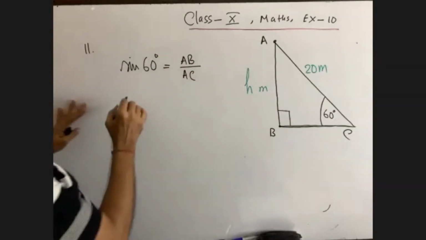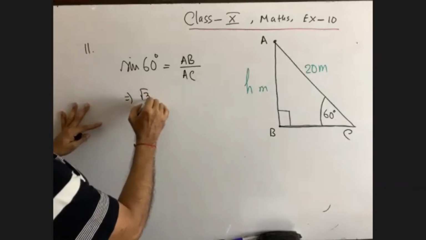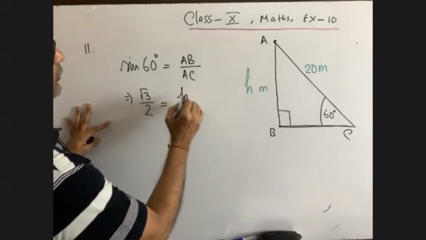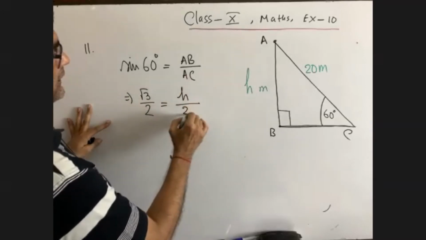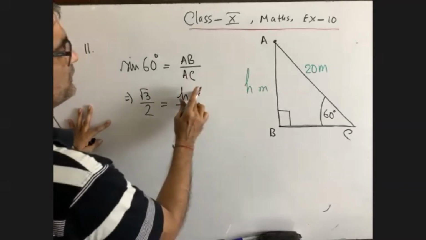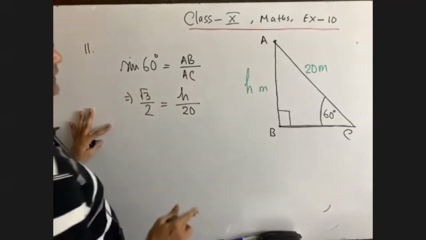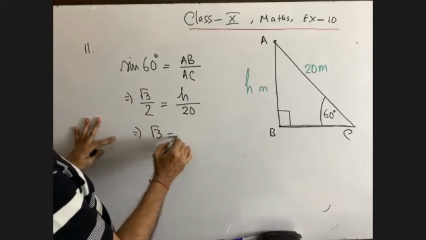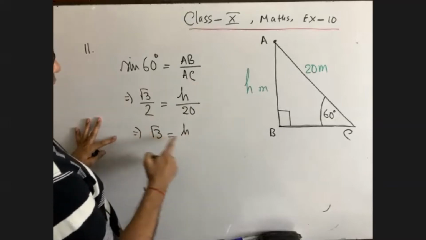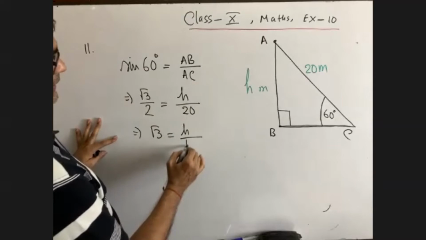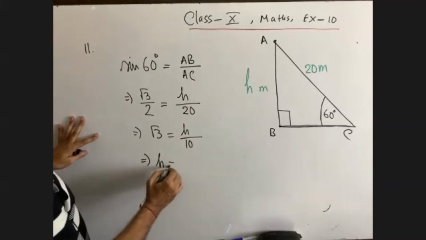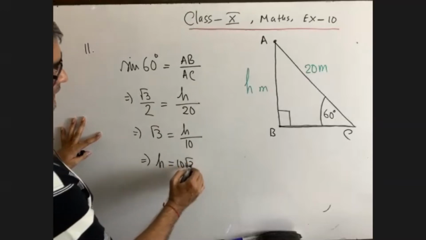Now, what is the value of sine 60? It is root 3 by 2. What is AB? We don't know. What is AC? 20 meter. H meter, here the meter will be omitted. So we are getting root 3 by 2 is equal to H by 20. That means H is equal to 10 root 3.